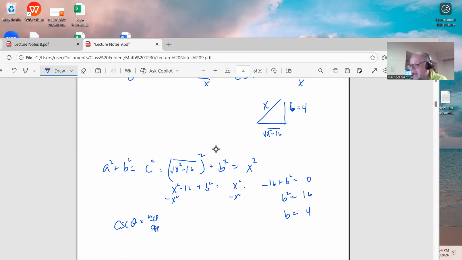We'll just read it off the triangle. So this is just going to be x over 6. And that's all you had to do for this one. Okay, so it's like we're figuring out some algebraic expressions for arcsine or cosine.